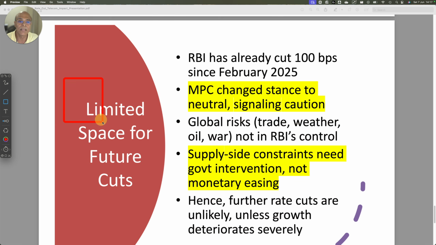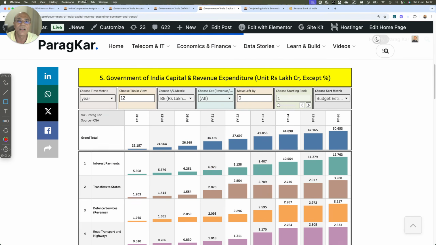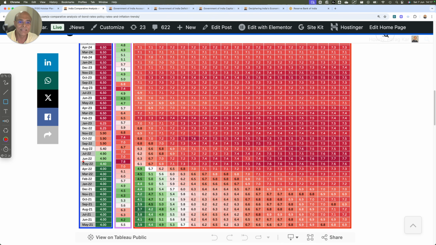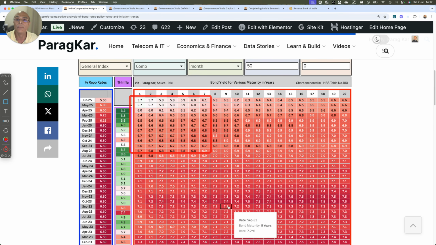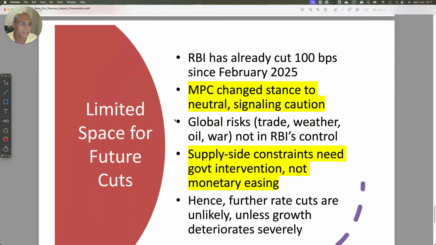So limited space for future cuts, as RBI said, the governor said that from an accommodative they have gone to neutral. So we don't even know whether the rate cut is going to go down to the level we saw earlier. If you look at this, you'll see that this was the rate earlier, 4%, and this was the level in April 2021, at this level, year FY 21-22. So there the short-term interest costs are quite low, but we don't know whether we will be able to reach those levels or not. So we don't know. Therefore, limited space for future rate cuts.